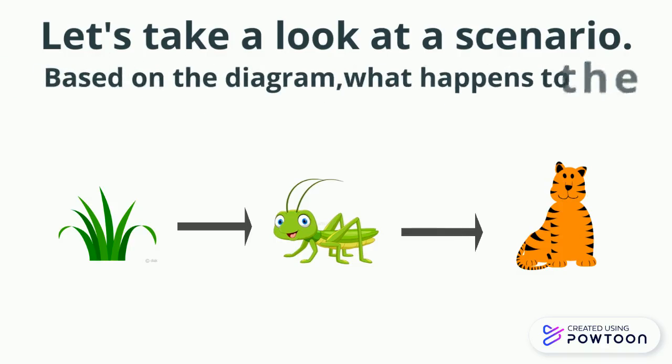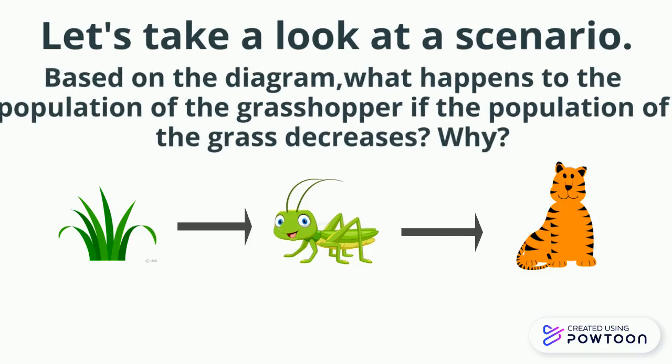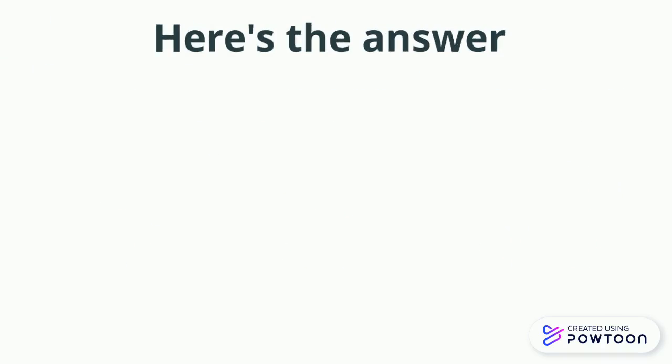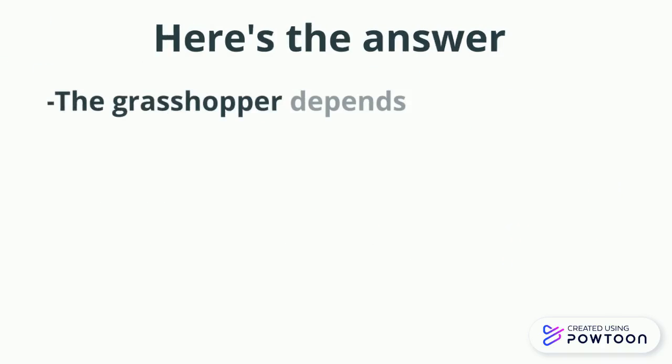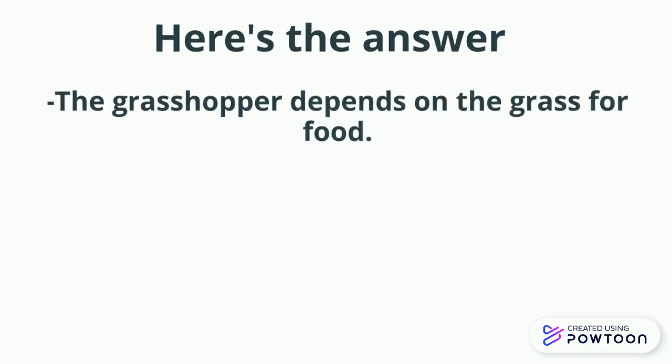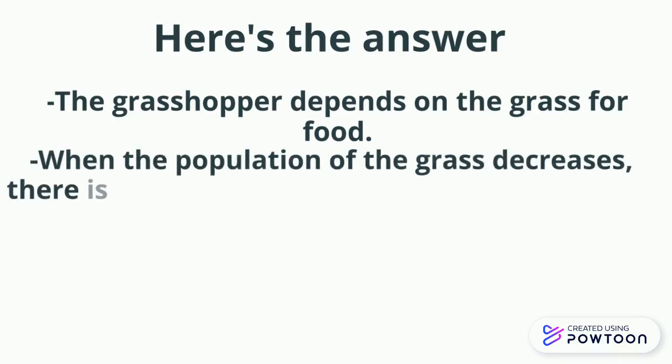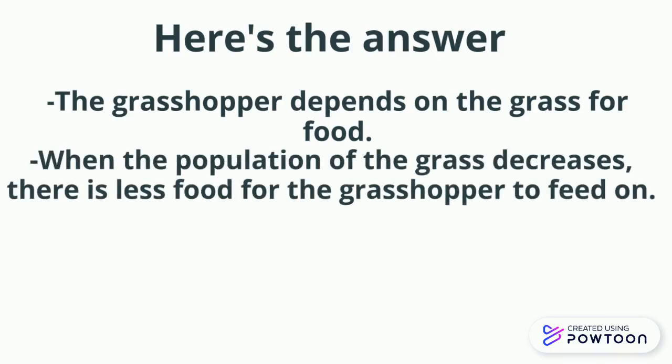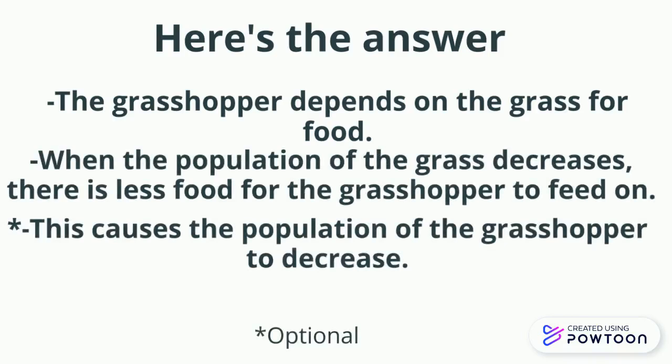What happens to the population of the grasshopper if the population of the grass decreases? The answer is simple. The grasshopper depends on the grass for food. So, when the population of the grass decreases, there is less food for the grasshopper to feed on. This causes the population of the grasshopper to decrease.